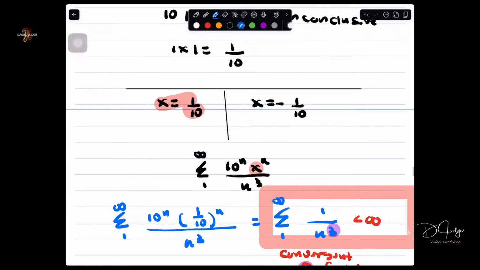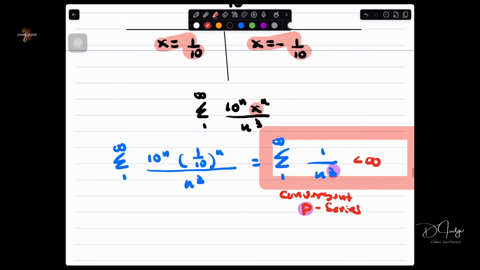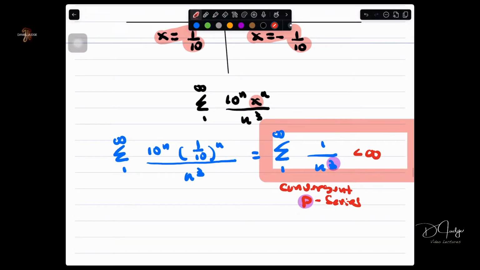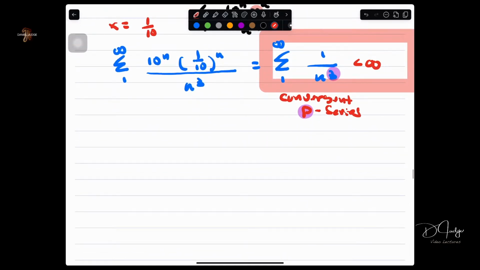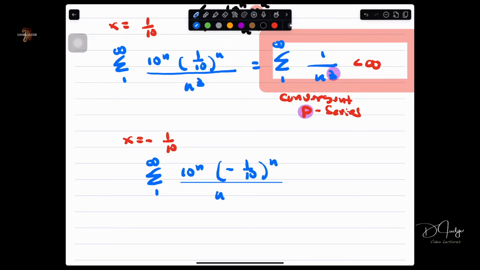Go through the same work with x being now negative 1/10. So we're going to plug in that x being negative 1/10. Very often we'll just say, okay, this case, x is positive 1/10. This case, x is negative 1/10. So we get the sum from 1 to infinity, 10 to the n, negative 1/10 to the n over n cubed.